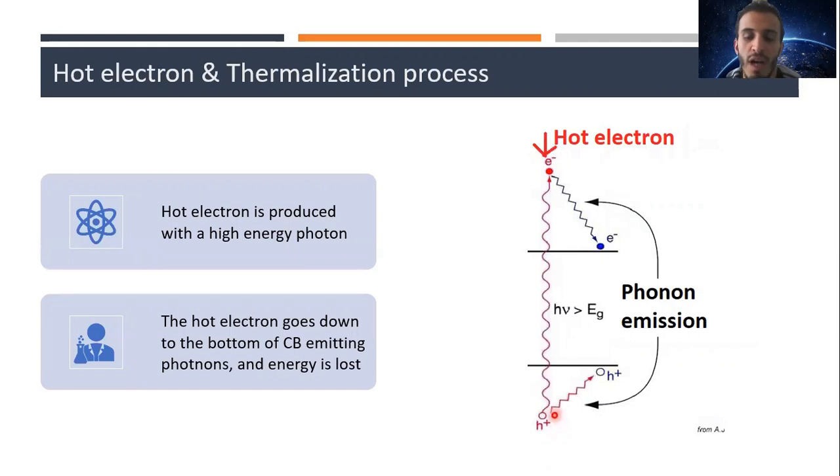So if we have a very high energy photon which creates an electron hole pair, the electron will be in a very high energy state in the conduction band. This electron will have a temperature of about 3000 Kelvin. This is why it's called a hot electron. This hot electron will try to reach the same temperature as the lattice, which is about 300 Kelvin, so it will start thermalizing by emitting phonons. This phonon emission is responsible for the 35% loss.